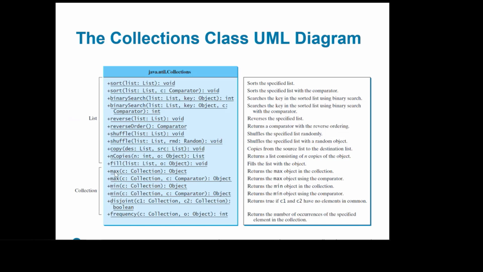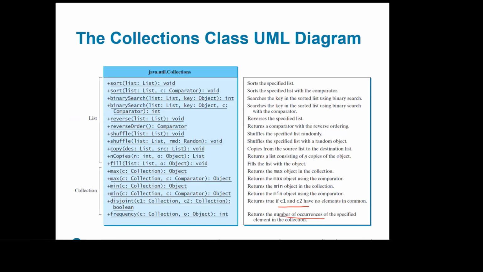So finding the maximum is also possible from that list. Finding the minimum is also possible. And again, if you want to find the frequency, how many times a particular object appeared in that list, then it can also return the number of occurrences. And if two collections are given and we check the disjoint method on the collection, then it will check and return true if they don't have any common element, and so on.